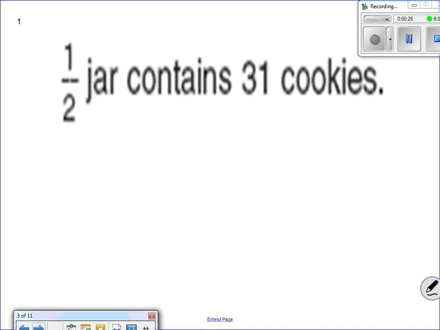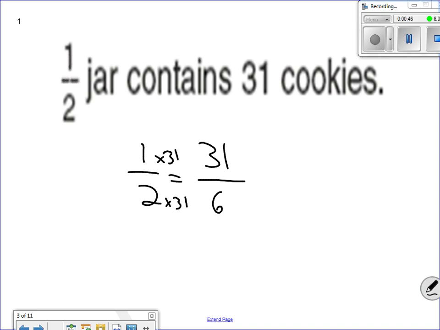Let's take a look. Half a jar contains 31 cookies. If half a jar contains 31 cookies, how many are in the whole jar? 31 is my numerator. It's a part of the set. Half is what we're trying to find. Times 2, 31 times 2 gives me 62 total cookies.